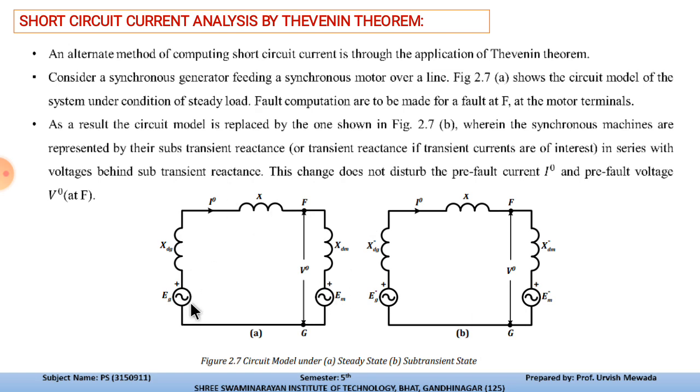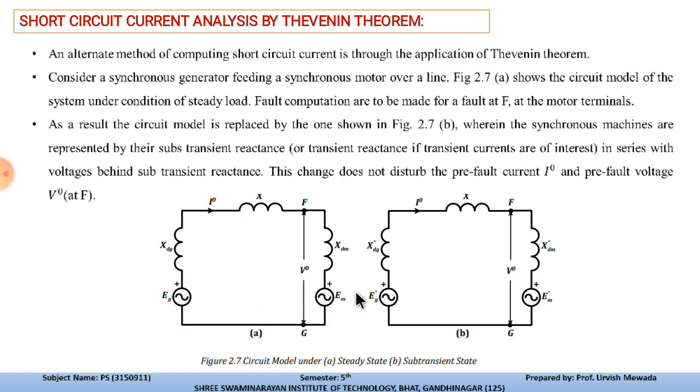Here you can see this is the generator and this is the motor. The generator is feeding power to the motor under different conditions. The first condition is the steady state condition and the second condition is the sub transient condition. This is an alternate method of computing the short circuit current, through the application of Thevenin's theorem.